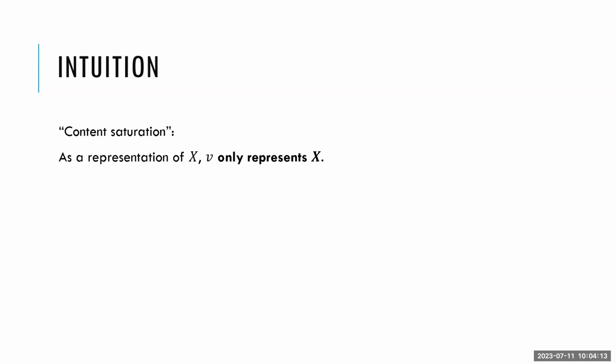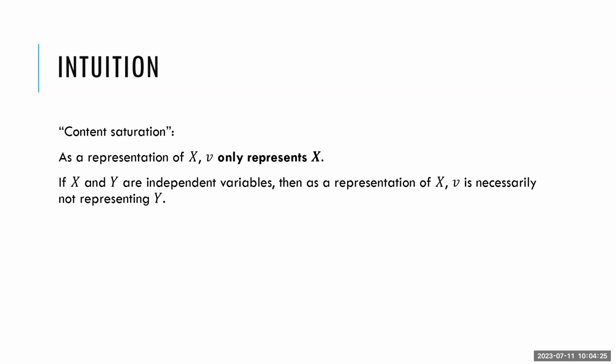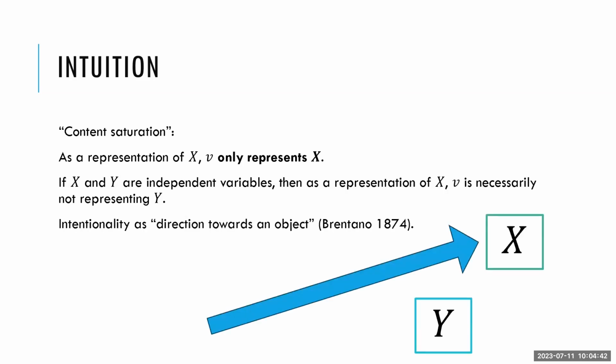It's not carrying the content X and Y, because then it would be a representation of X and Y. If it's a representation of X, then as a representation of X, it's what they call saturated by the content X. There's no room for anything else. So if X and Y are independent variables, then as a representation of X, it's necessarily not representing Y. I'm not going to try too much to convince you of this intuition if you don't share it. I think it does fit with the basic characterization of intentionality as directionality, like direction towards an object. If you're directed towards X, then that's what you're directed towards as such. You're not directed towards Y.